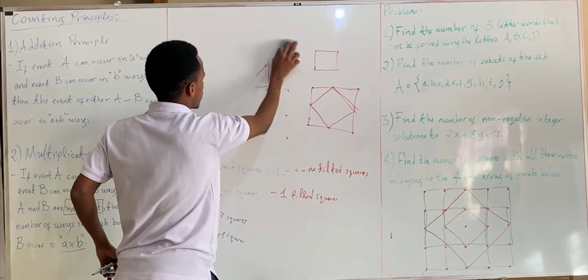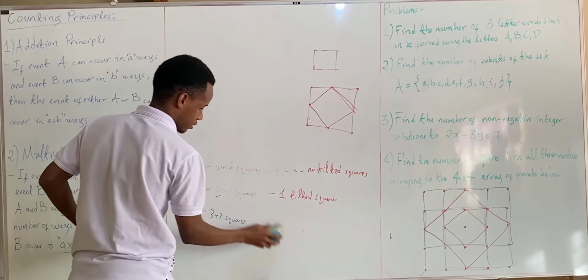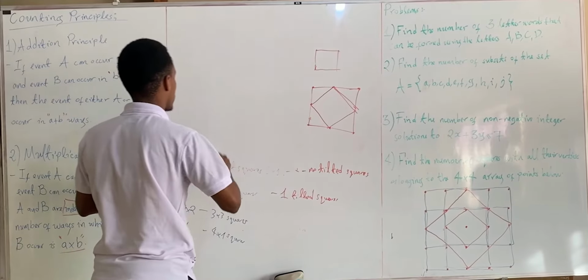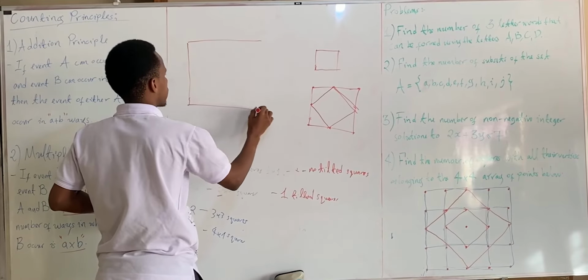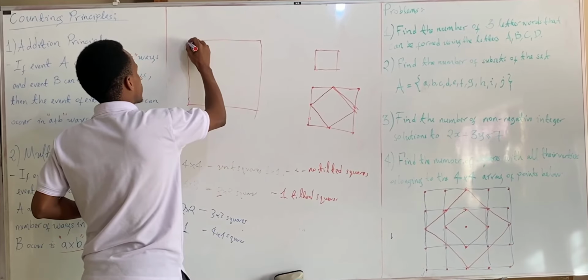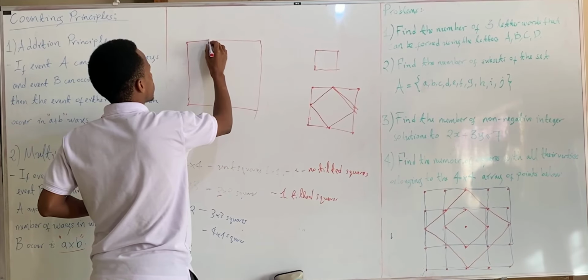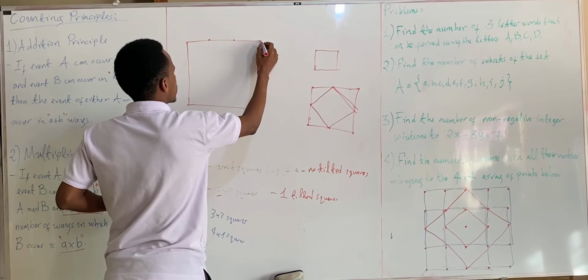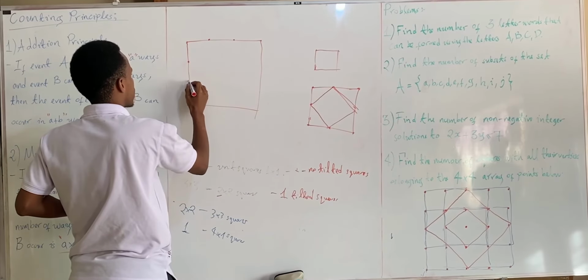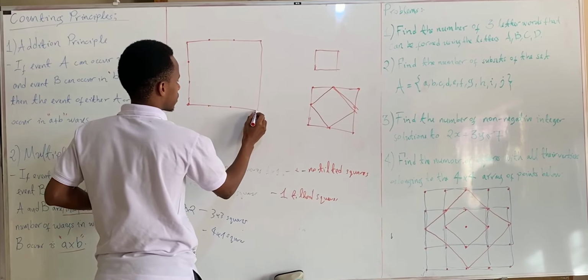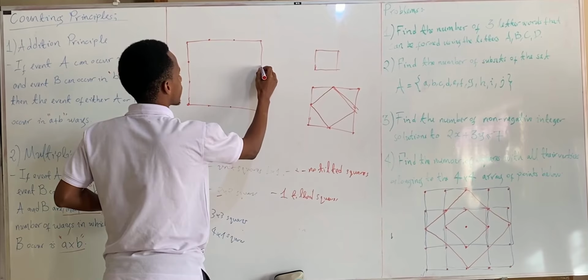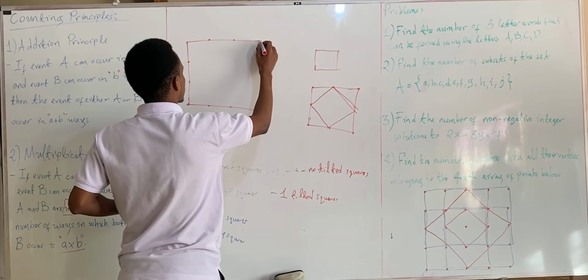And when we proceed to 3x3 squares, the 3x3 square looks something like this. And at the trisections, we have points. We have a point here, a point here, a point here, a point here, and so on around the square, like that.